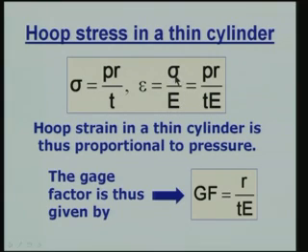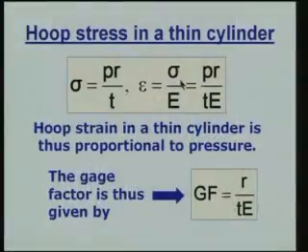and substituting for sigma the expression PR by T, I will get PR by T into E, and if I know the radius, the thickness and the Young's modulus, there is a direct relationship between the strain and the pressure. And we will see later that the strain is related to the resistance of the strain gauge, and therefore, I will be measuring the strain, and from that I will be working backwards to find out the corresponding pressure which gave rise to it.